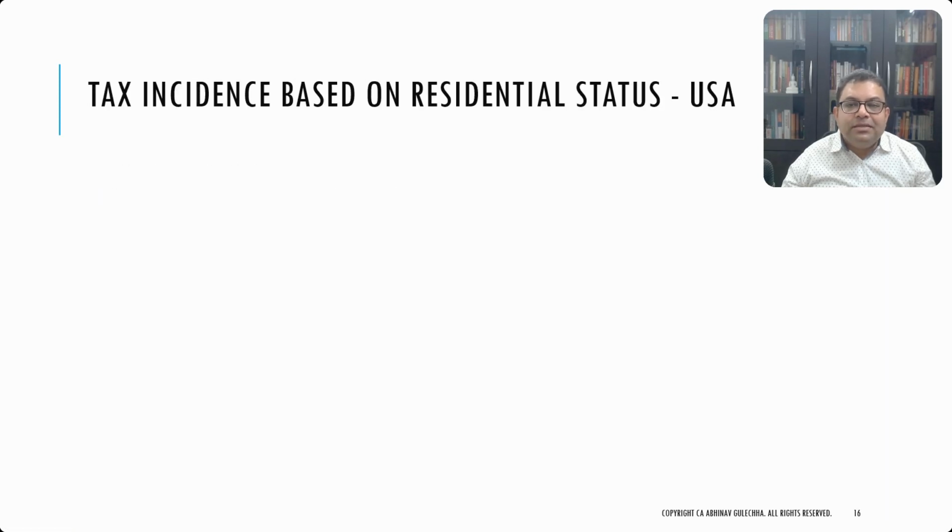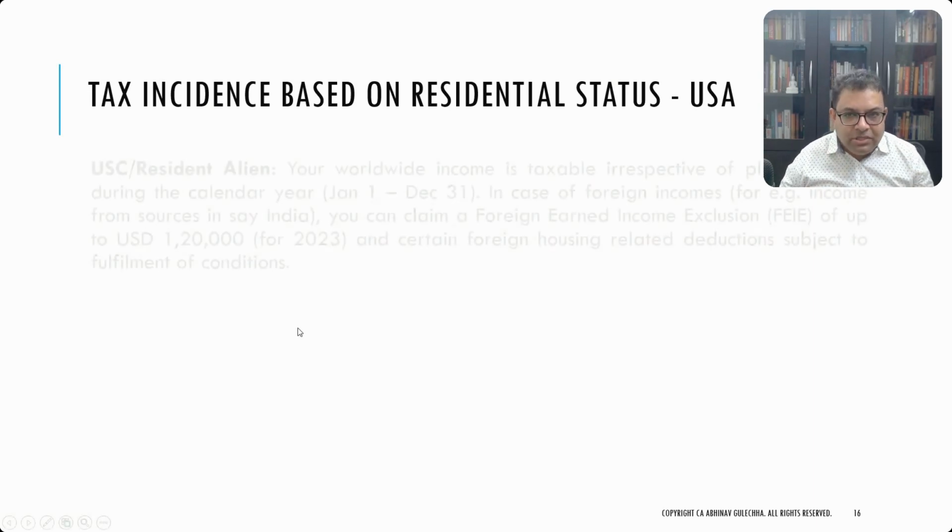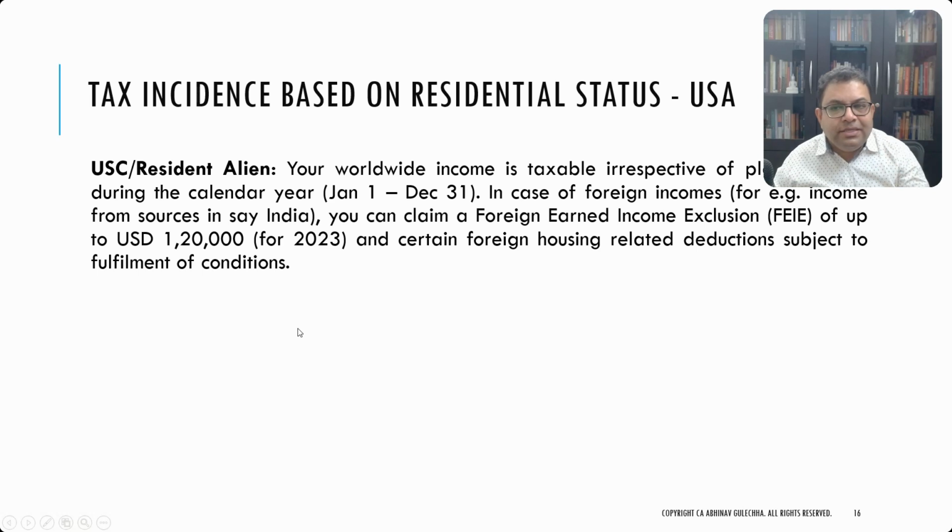So now let's discuss the tax incidence. We have discussed the various rules as per the USA tax law. Now what will be the taxation as per the residential status? Understand that if you are a US citizen or a US resident alien, your worldwide income is taxable in the US irrespective of your place of stay during the calendar year. Wherever you are, your worldwide income will be taxable.